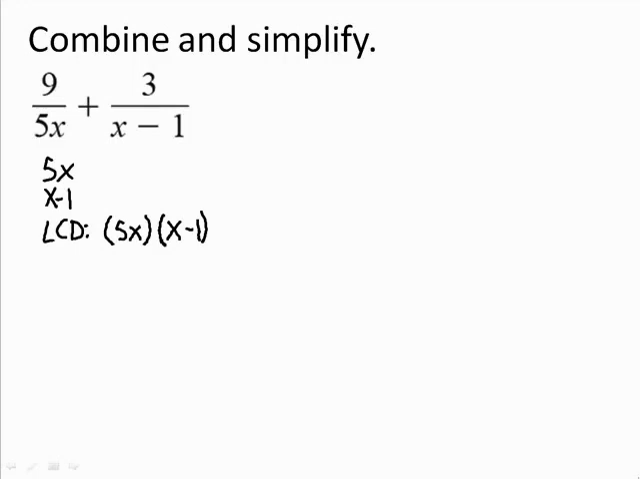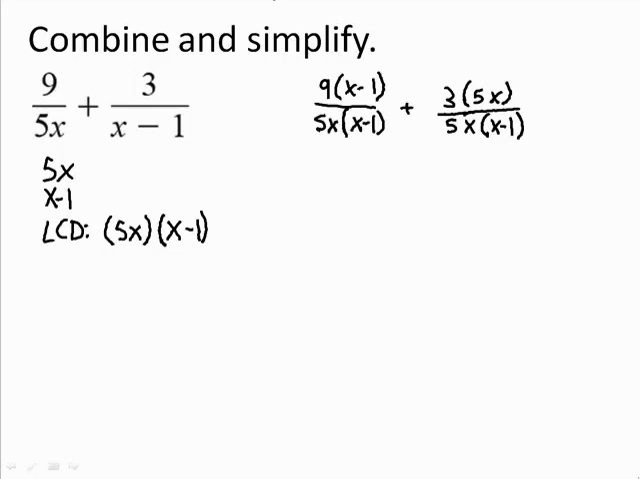Each fraction has to have this as its denominator. Multiply the first fraction by x minus 1 divided by x minus 1, and multiply the second fraction by 5x divided by 5x. 9 times the quantity x minus 1 divided by 5x times the quantity x minus 1, plus 3 times 5x divided by 5x times the quantity x minus 1. Now that each fraction has the same denominator, add the numerators.